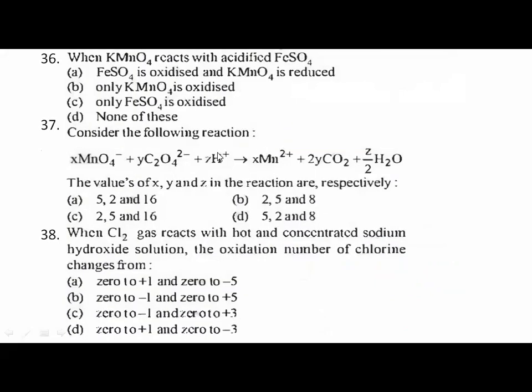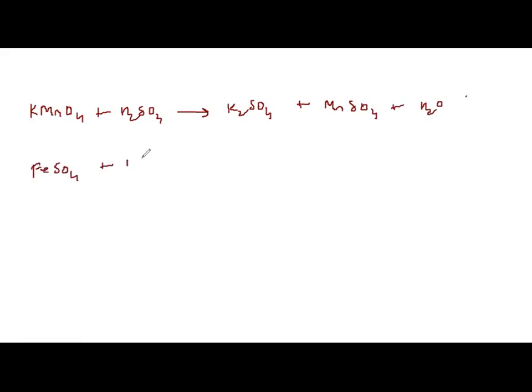Next question. When KMnO4 reacts with acidified FeSO4, what will happen? Write the reaction. KMnO4 plus H2SO4 gives what? It gives K2SO4 plus MnSO4 plus H2O plus O2. And FeSO4 plus H2SO4 plus oxygen gives what, nascent oxygen? Fe2(SO4)3 plus H2O. Okay, so it gives like this.